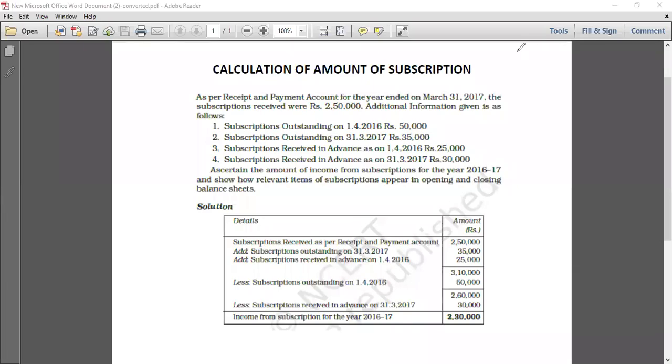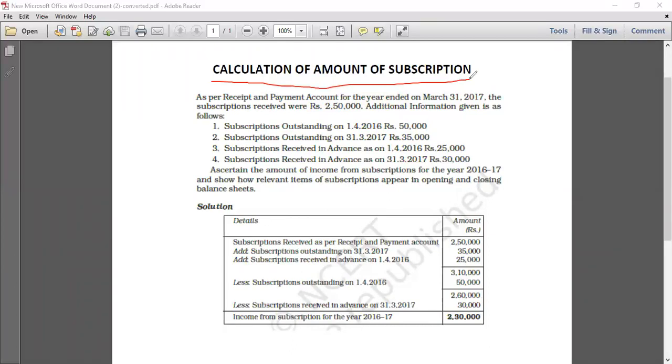Today we are going to take an important topic related to Unit 1. The topic is calculation of amount of subscription. So till now we have seen that an organization which is a not-for-profit organization is required to prepare a receipt and payment account and an income and expenditure account. Apart from these topics, we are also required to cover some small topics, which include the topic I am discussing right now: calculation of amount of subscription.